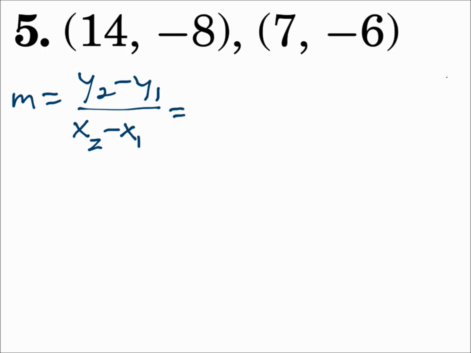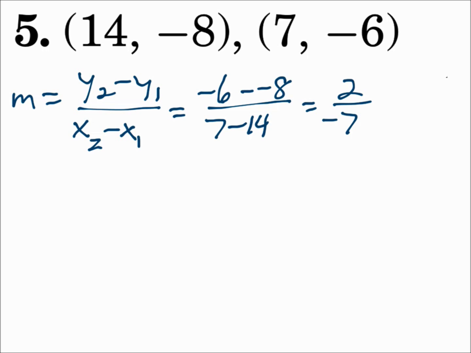Number 5. Use the slope formula, m equals y2 minus y1 over x2 minus x1. y2 is negative 6 minus y1 is negative 8 over x2 is 7 minus x1 is 14. That's really negative 6 plus 8, which is 2. 7 minus 14 is negative 7. And simplify that by putting the negative out in front of the fraction. That's a negative 2/7. A positive divided by a negative makes the whole fraction negative.